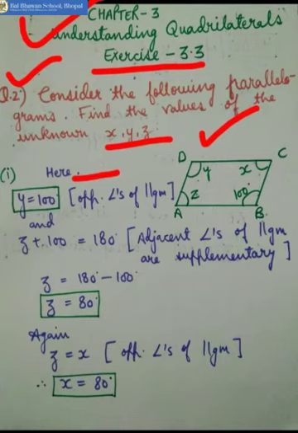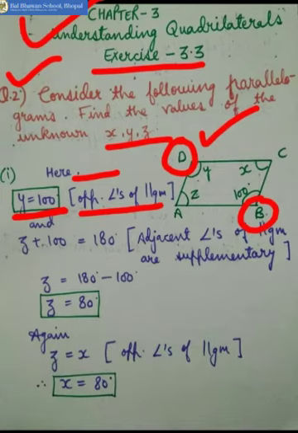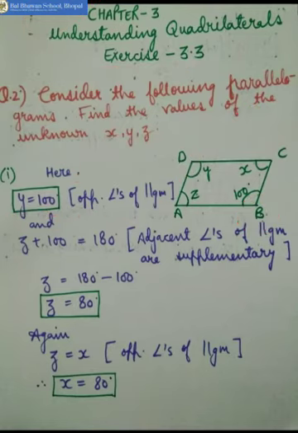Y will be equal to 100 degree directly. That's very easy to visualize because angle B and angle D is a pair of opposite angles, and we know that opposite angles of a parallelogram are always equal. So the measure of angle Y will be equal to 100 degree. So first part is solved. Okay, we got one unknown angle.